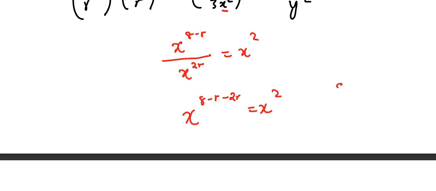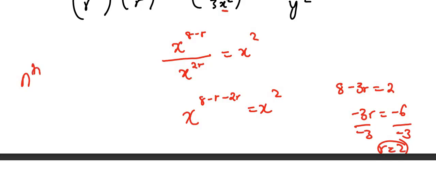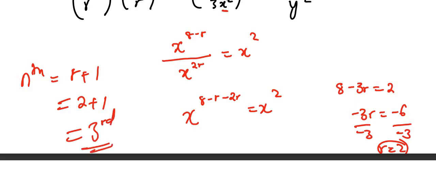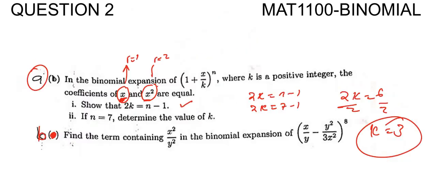Equate the powers. This is 8 minus 3r is simply equal to 2. Negative 3r is equal to negative 6, meaning negative this, negative that. r is equal to 2. So if r is equal to 2, you know the term that has this, meaning 2 plus 1, so it is the third term that has xy over y squared. x squared and y squared are simply found alongside the third term. So that's basically what they wanted here.